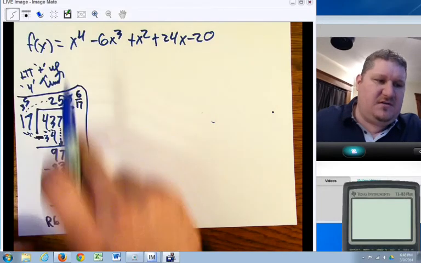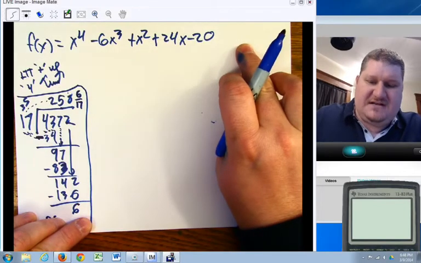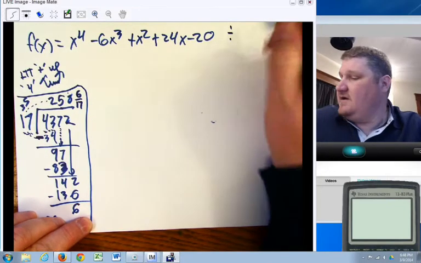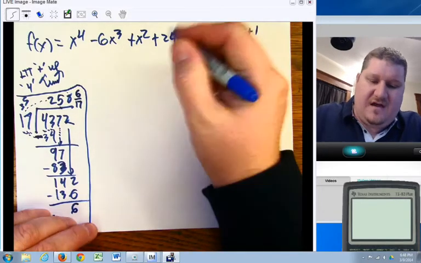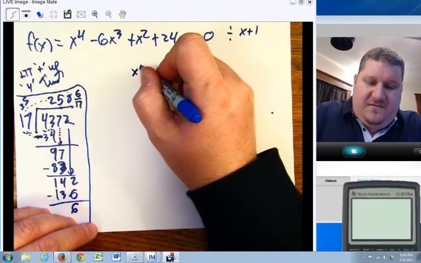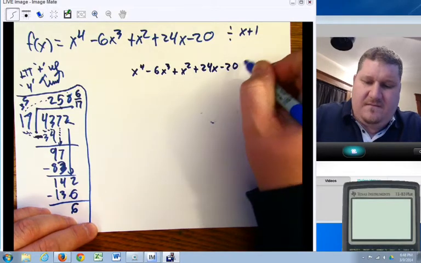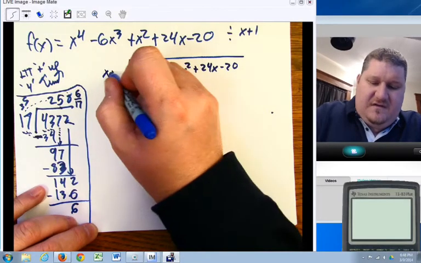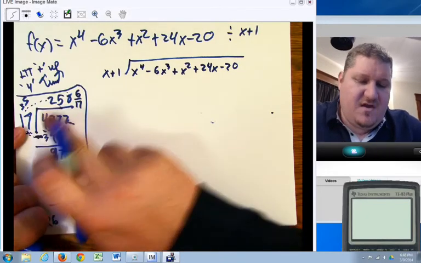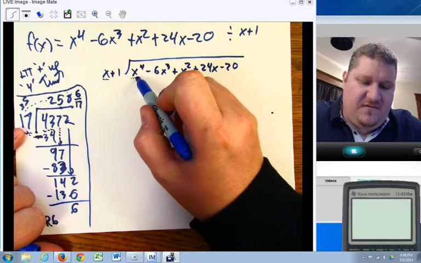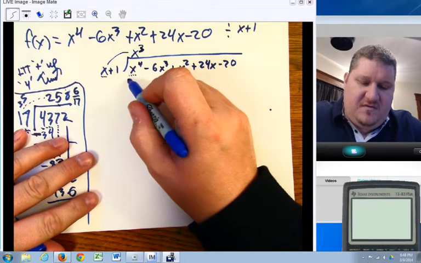Now, going through that long division process, there's a reason for it, because we're going to use the exact same process here when we divide by x plus 1. Let's see if x plus 1 is a factor of this guy. So we say x to the 4th minus 6x cubed plus x squared plus 24x minus 20. Does x plus 1 go into it? Well, same question. How many times does x go into x to the 4th? The answer, x cubed. So we say x cubed times x is x to the 4th.